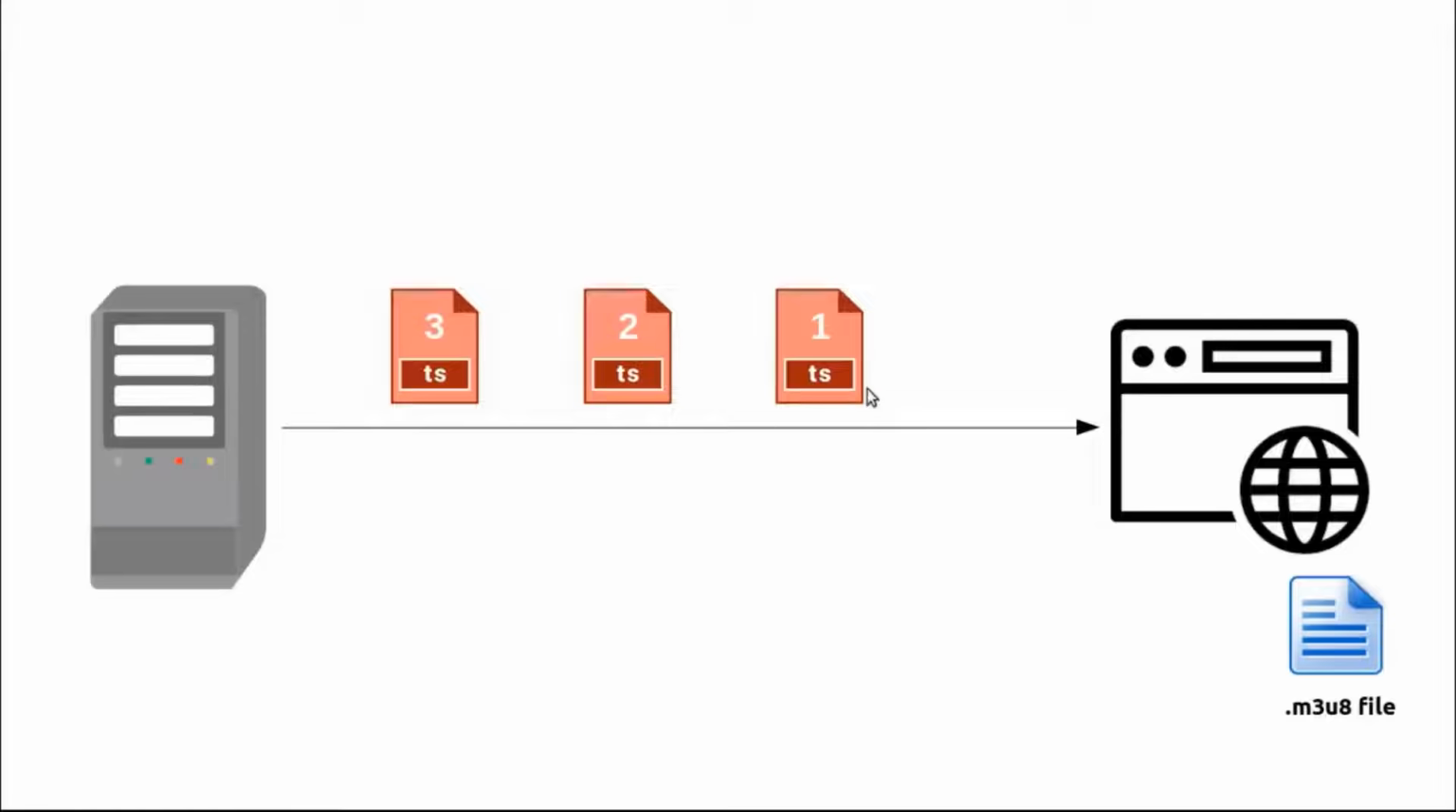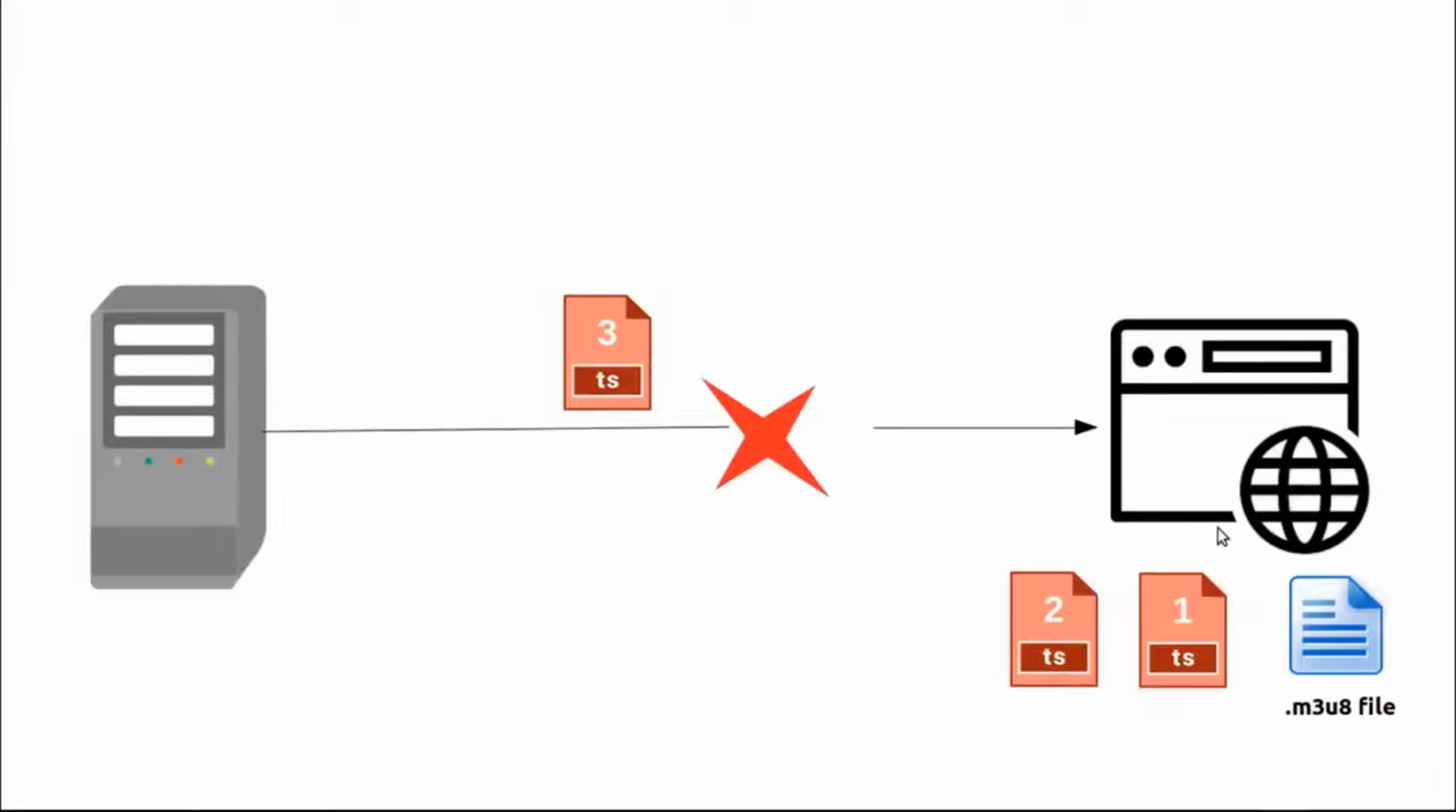So they will start asking for the first TS file, then the second segment, then the third segment, and so on. So the benefit that you're getting here is that if you have downloaded the first segment and the second segment, then you can watch that much part of the video. So even if the internet connection is lost, you can still watch the first and the second part, and the third part may be lost, but you can still watch the other parts. So this is the benefit that you are getting here.